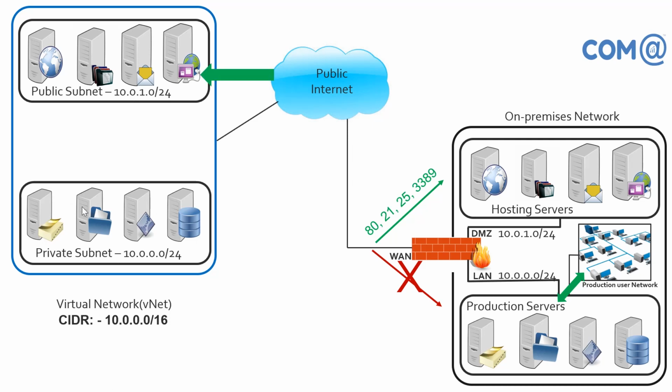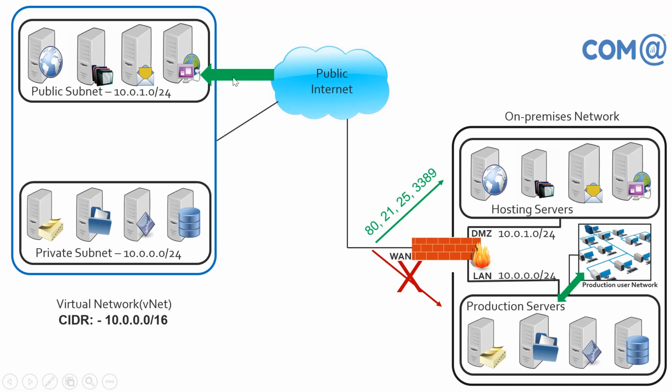And also, based on our requirement, we can allow the traffic from the external network to the VNet. Usually the hosting servers should have internet access, that is, all the traffic based on the port. If it is a web server, we need to allow port 80 to the web server. If it is an email server, we need to allow port 25 to the email server. Similarly, we can configure the firewall rules.